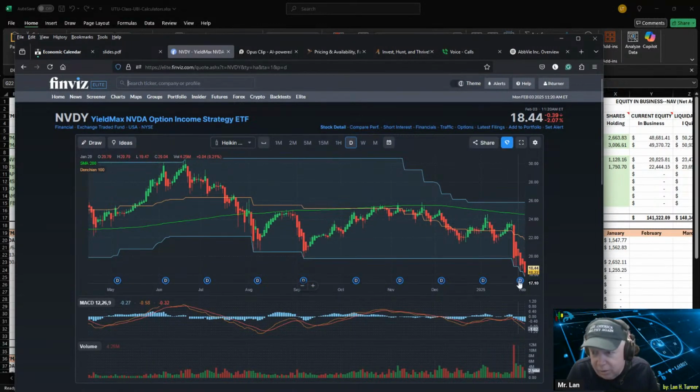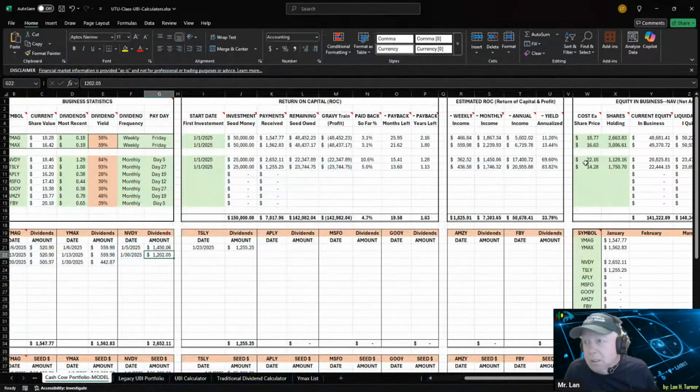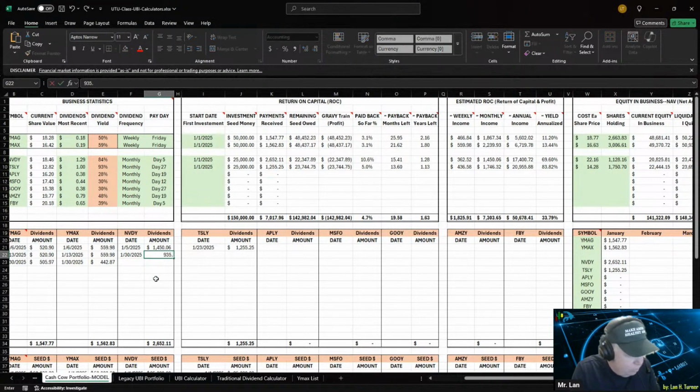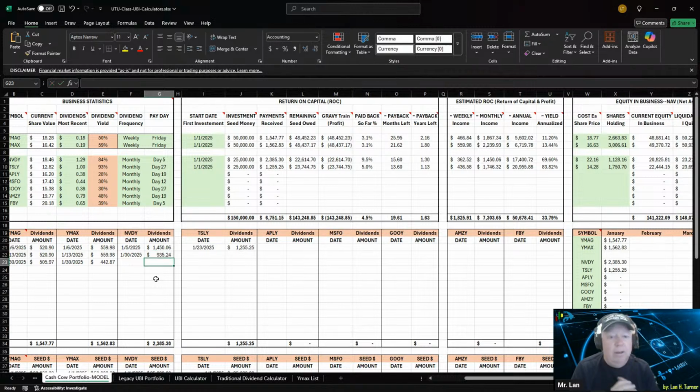So NVIDIA, we put that number in there, 829, clear, 0.829 times number of shares. Number of shares, 1,128.16. 1,128.16 equals 935. You tried to cheat. 935.24. Bang. Okay.